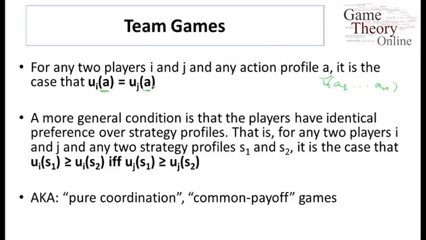A more general condition is that people have identical preferences over strategy profiles. We'll talk about that a little later in terms of strategy profiles when we talk about mixed strategies and so forth. But effectively, the definition extends directly when one allows for mixtures and other richer kinds of games in terms of timing. And effectively, these are also known as pure coordination games, common payoff games, team games. They'll go by a variety of names, but these are games where there's a strong coordination, or congruence, in the players' interests.